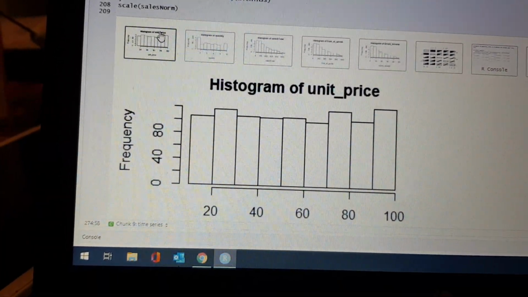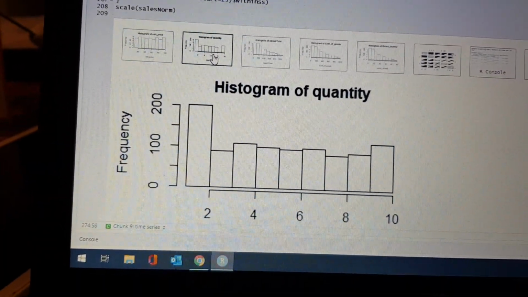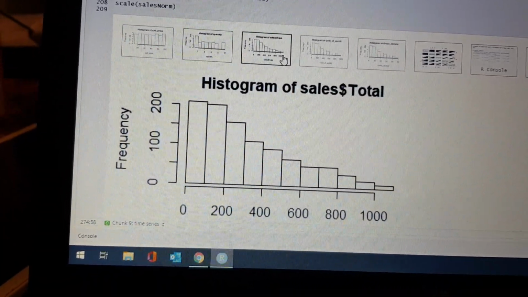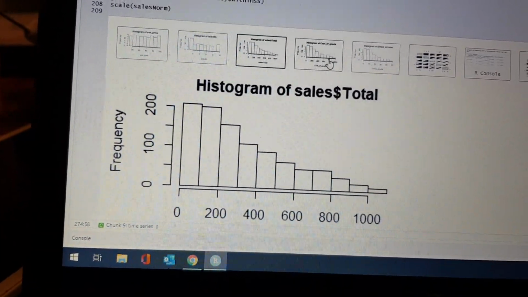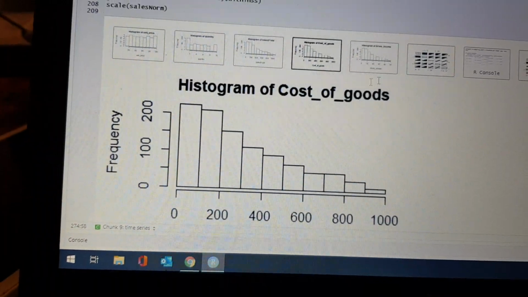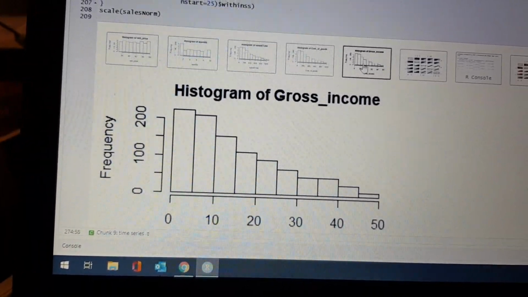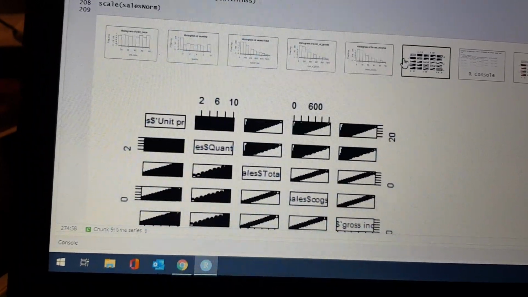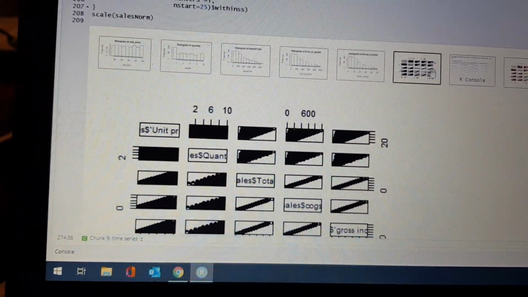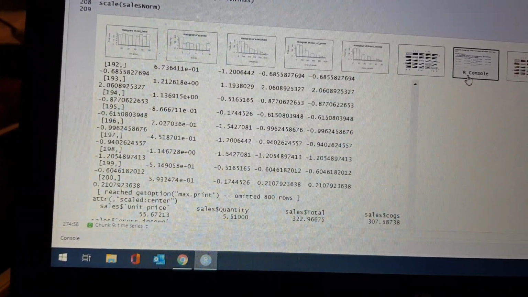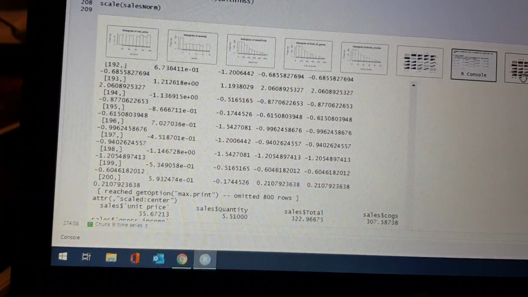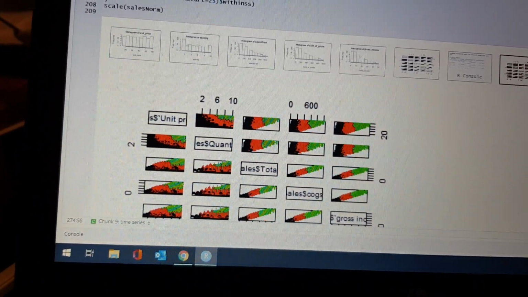Did a histogram of the unit price, quantity, sales total, cost of goods, gross income. Did a pairs plot. Then I did k-means.